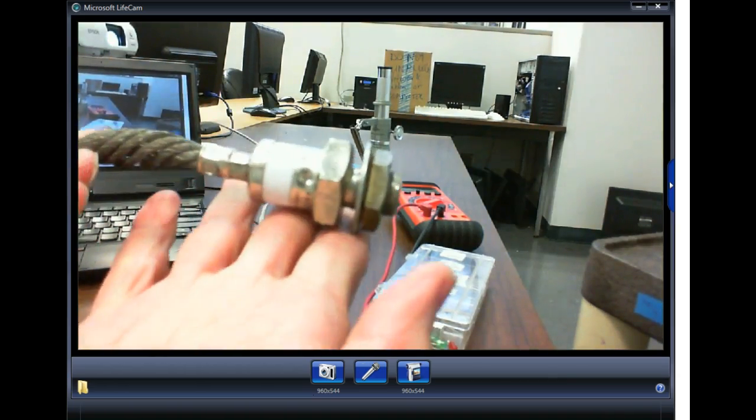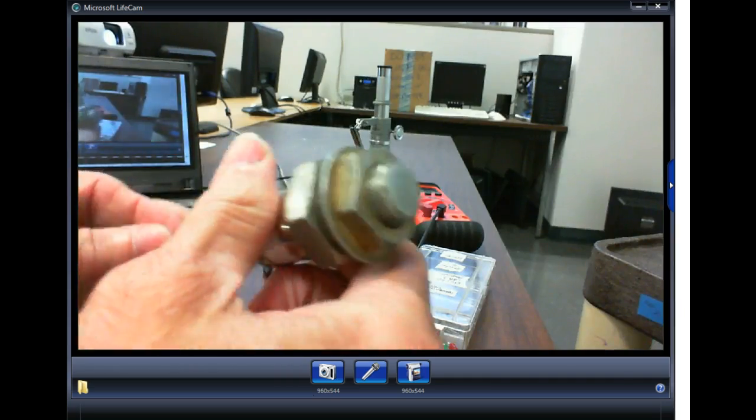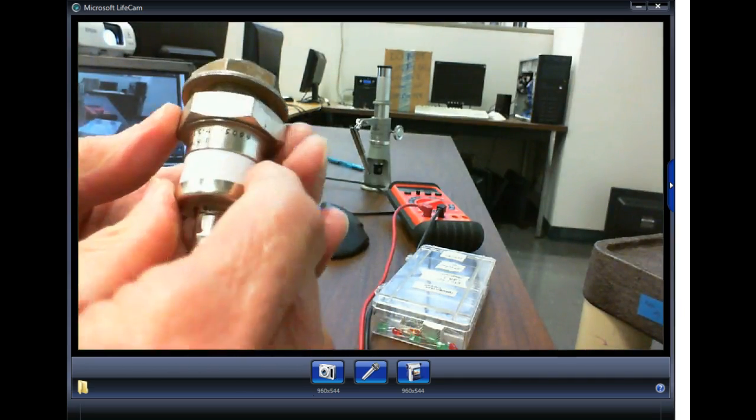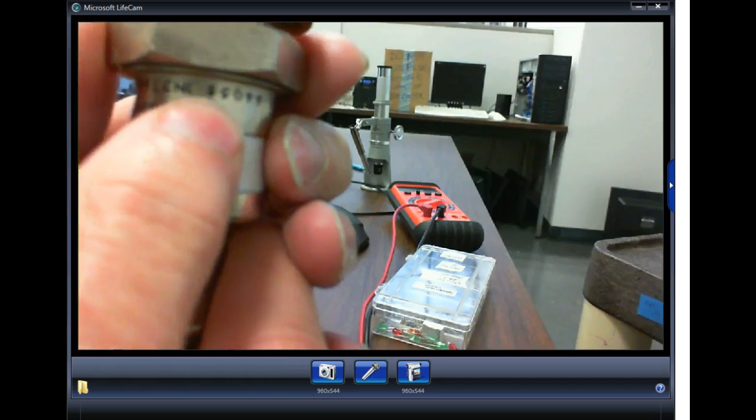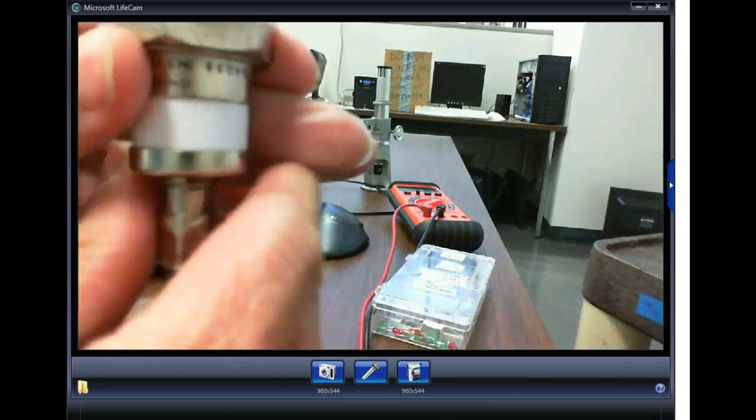And this is a diode. It's a stud mount diode. They call it a pigtail. Now this diode's big enough for them to put the symbol on it. See the little diode symbol right there? So this is the cathode and this is the anode on this one.